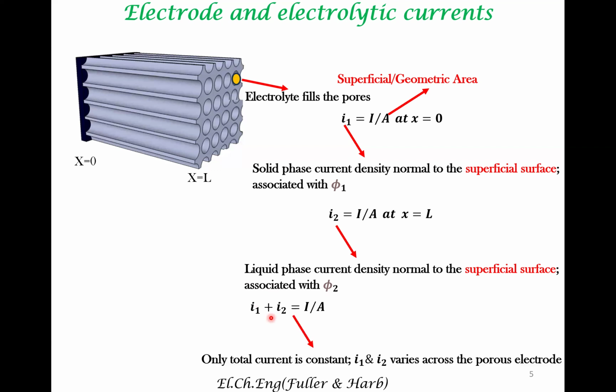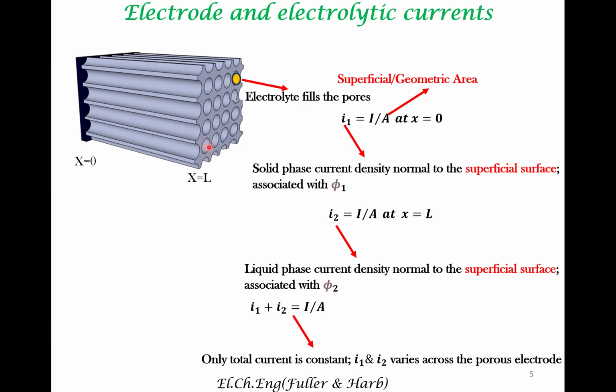So what we need to understand is that as we go from x equal to 0, wherein there's only electronic current, to x equal to L, where there's only ionic current, how does this transition take place? And during this transition, I1 and I2 may vary, but the sum of the two currents will be a constant. Just understand what is happening here.